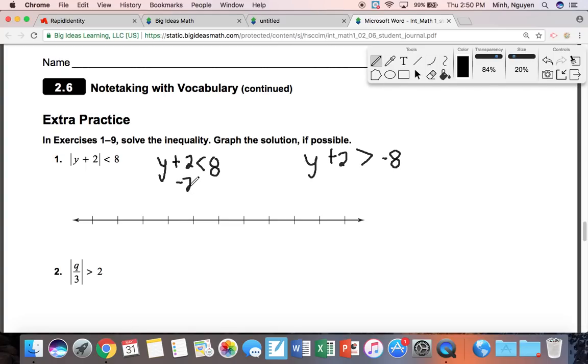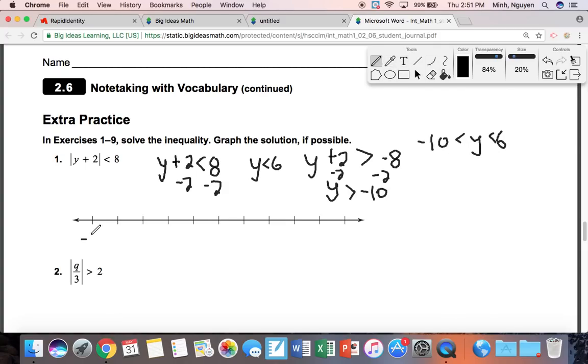So you subtract 2, you get y is less than 6, and you subtract 2, y is greater than negative 10. What will that look like? Negative 10 is less than y is less than 6, right? Y is less than 6, boom. Y is greater than negative 10. Those are the same thing, and I just combine it into one. This is a compound inequality.